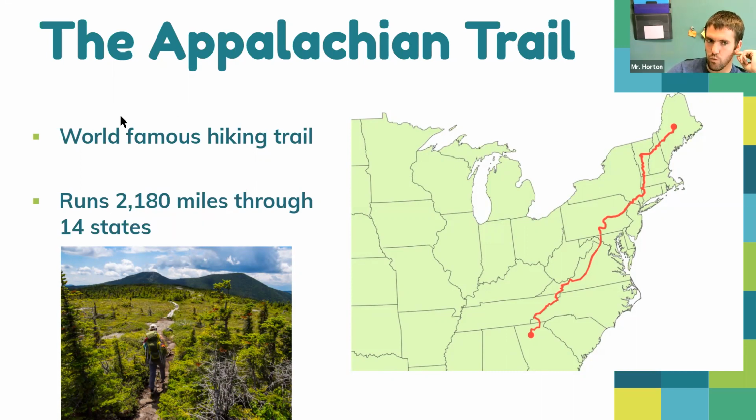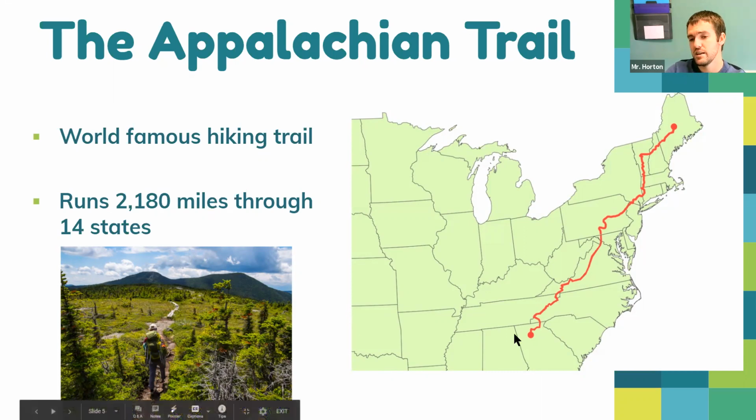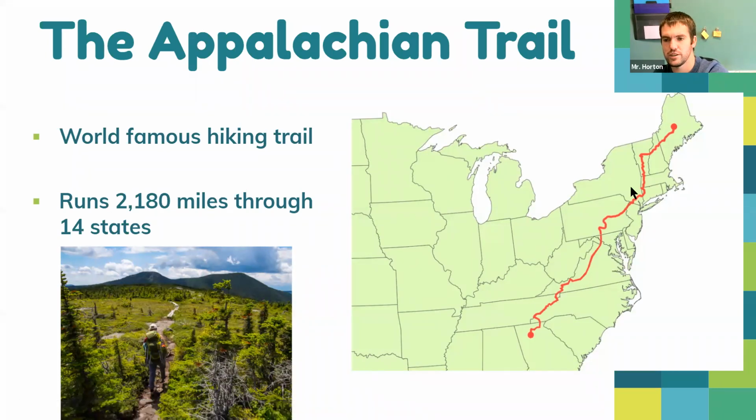Alrighty, and the Appalachian Trail is one of the world's most famous hiking trails. We've briefly talked about it in previous lessons, but it runs all the way through the Appalachian Mountains. It runs all the way from the state of Georgia up to the state of Maine. This red trail is the main path of the Appalachian Trail. You can see this little picture here on the bottom left corner. That's a little section of the Appalachian Trail. You can see the path that this person is walking towards that follows the whole Appalachian Trail.